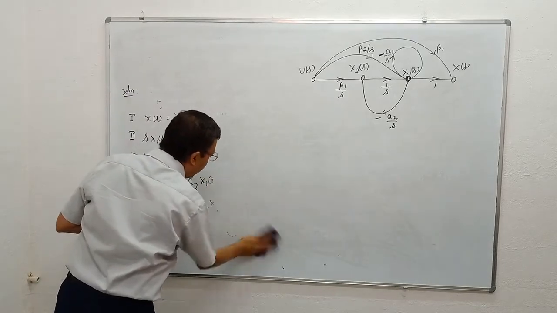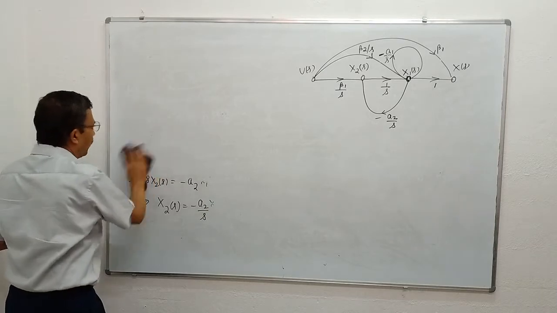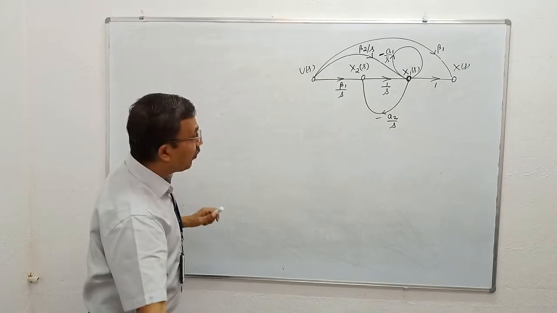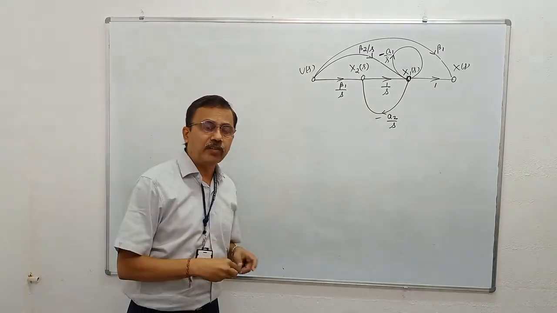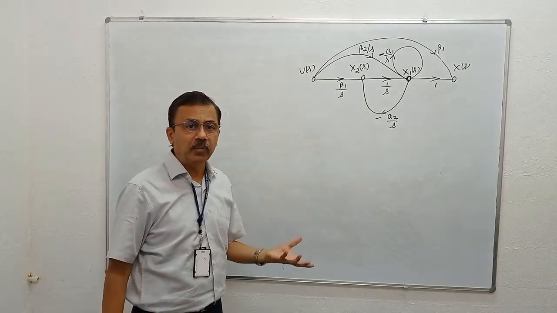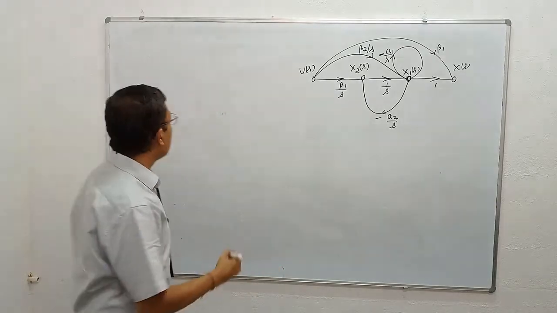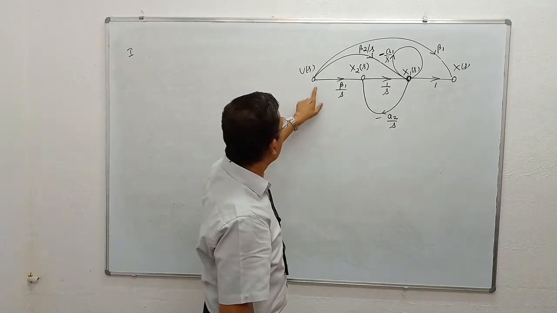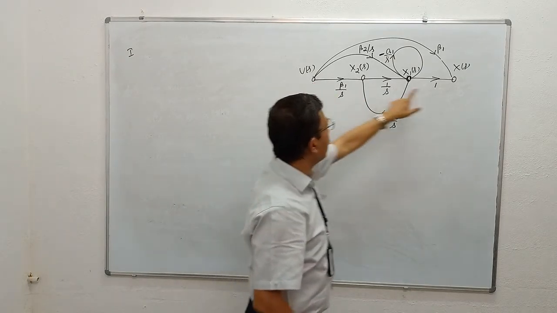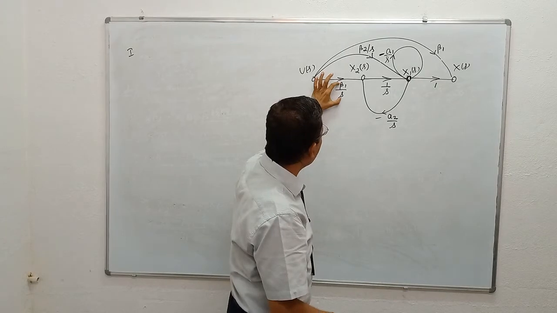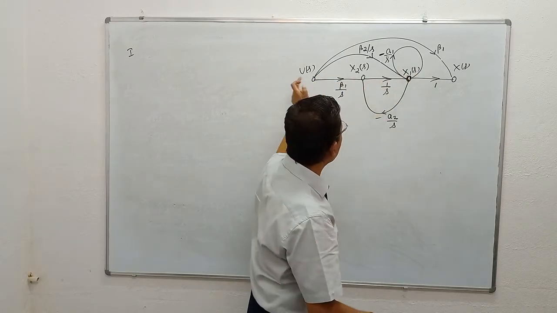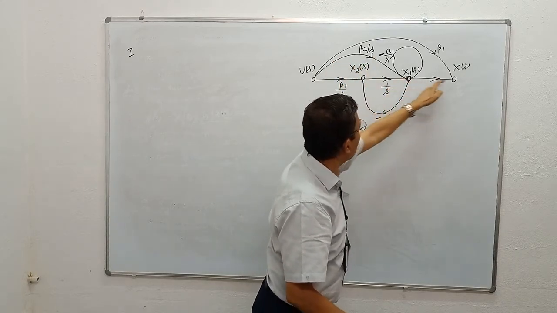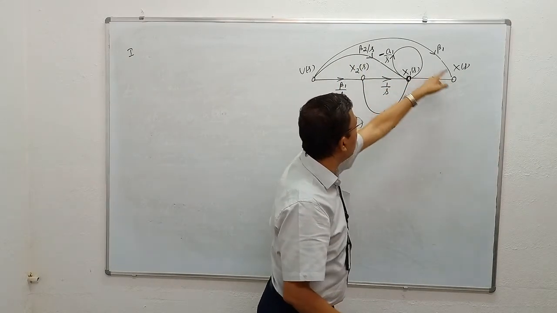So in this problem we had algebraic equations and differential equations. The differential equations were converted into algebraic equations by taking the Laplace transform with initial conditions equal to 0. Step 1. How many forward paths are there? There are 3 forward paths. This is the input node u of s, this is the output node x of s. Beta 1 by s, 1 by s, 1 is the first forward path. The second forward path is beta 2 by s followed by 1. The third forward path is beta 1.